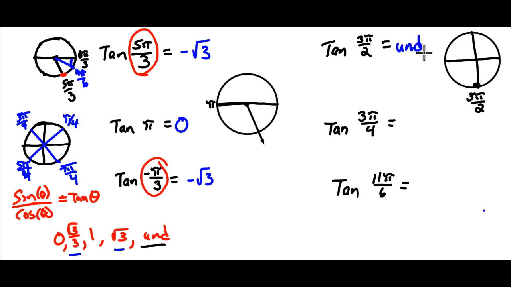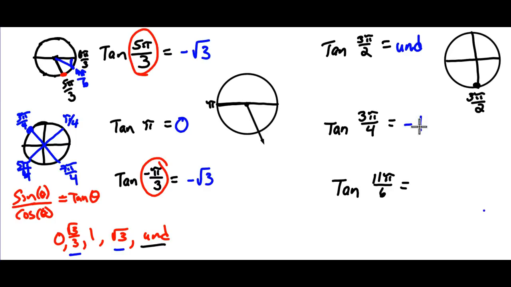3 pi over 4. Well, I already marked it out over here on this circle. 3 pi over 4 is right here. 1 pi over 4, 2 pi over 4, 3 pi over 4. What's the slope of that line? The slope of that line is negative 1. Notice it goes downhill, so it is a slope of 1 on those 45, 45, 90 triangles, but since it's going downhill, it's going to be negative 1.